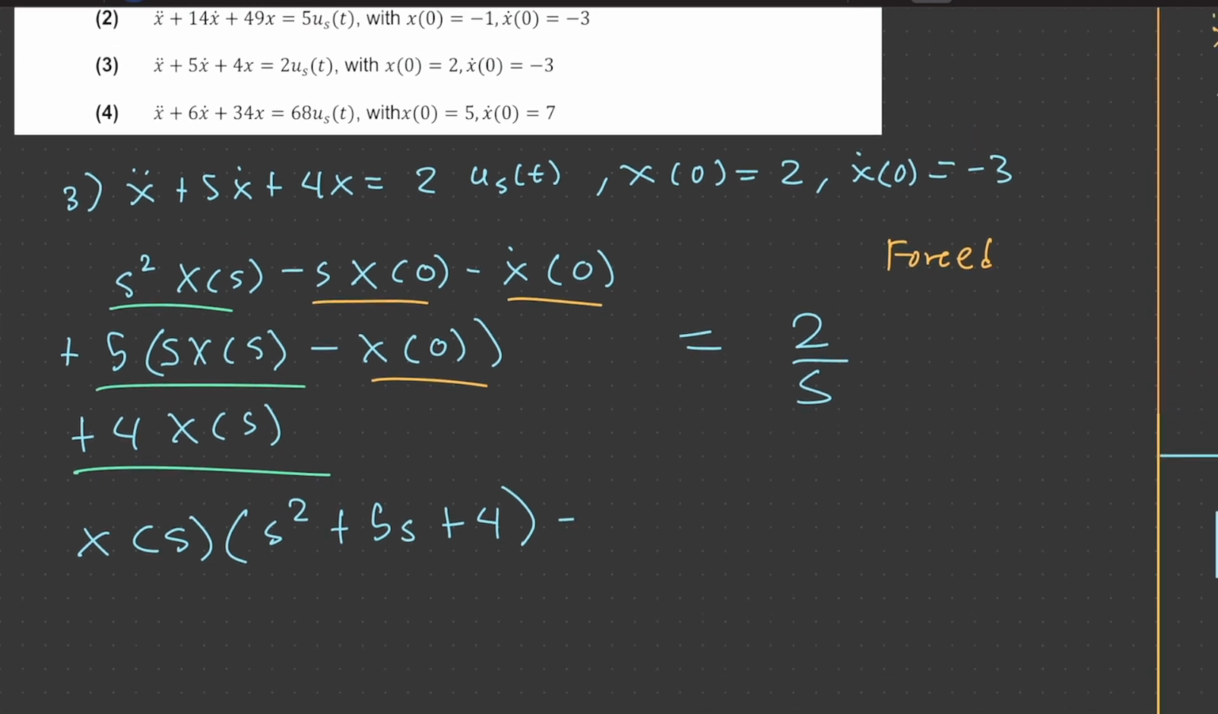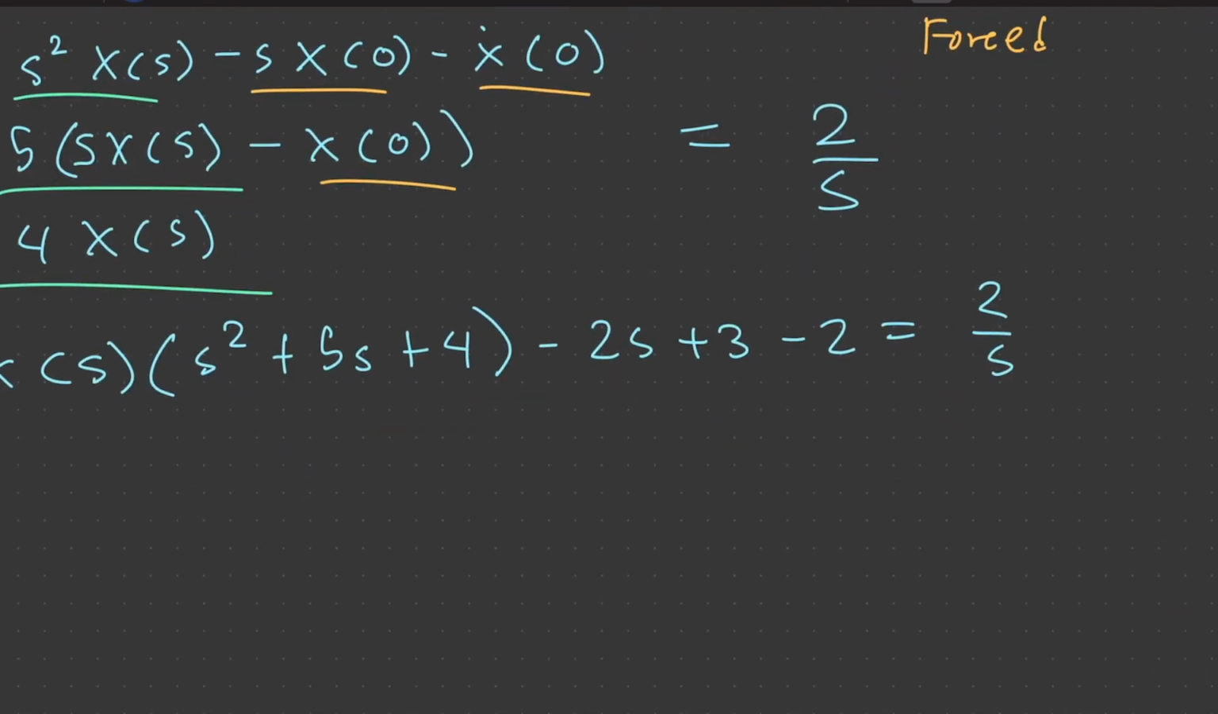So x naught is equal to 2, so we have minus 2s. x dot naught is equal to negative 3, so we have plus 3, negative 3, right? And then minus x naught is minus 2. Okay, so it's all equal to that. So 3 minus 2 is 1, minus 2s plus 1. Okay.